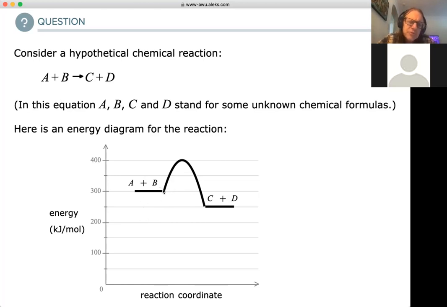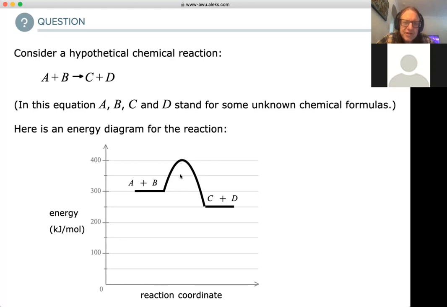Another issue here is what we would call the activation energy. The activation energy is the difference in energy between the reactants, not the products, but the reactants and the peak of this hill. It's often referred to as an energy hill. That difference in energy, which is 100, right? 300 to 400, that is called the activation energy. The activation energy is typically written as a capital E with a lowercase A as a subscript. Sometimes it's EACT, sometimes it's EACTIV, but it's typically E with an A down below, okay?